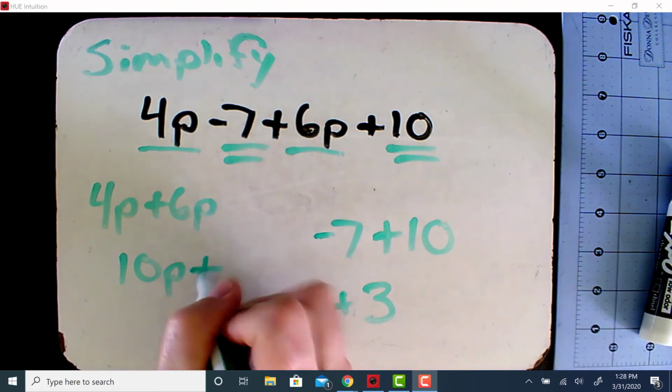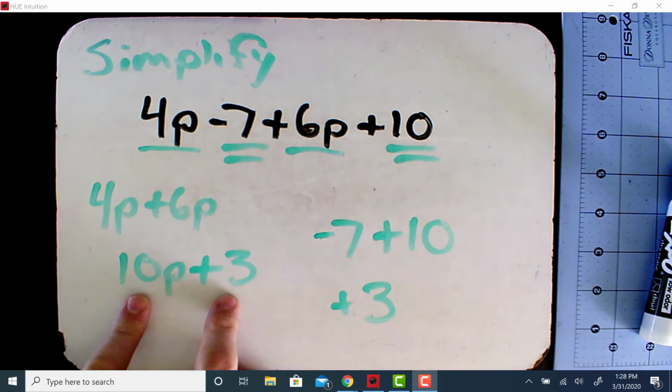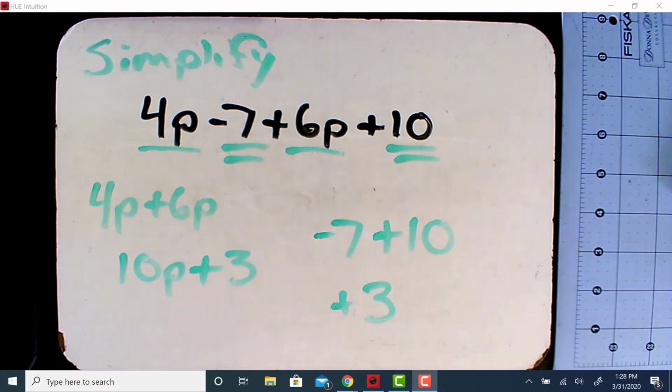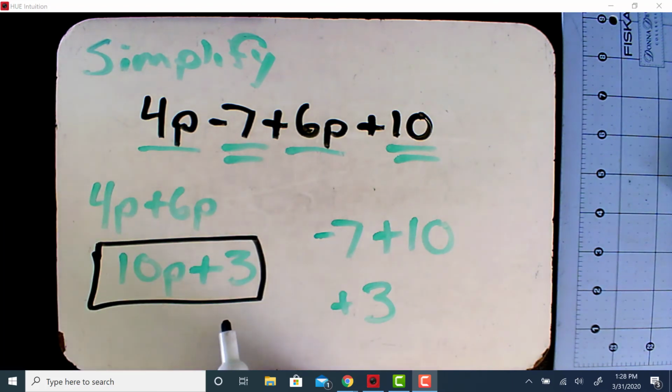So I put this here, or put it back with my other term, and now my final expression is 10p plus 3. And there's my final expression.